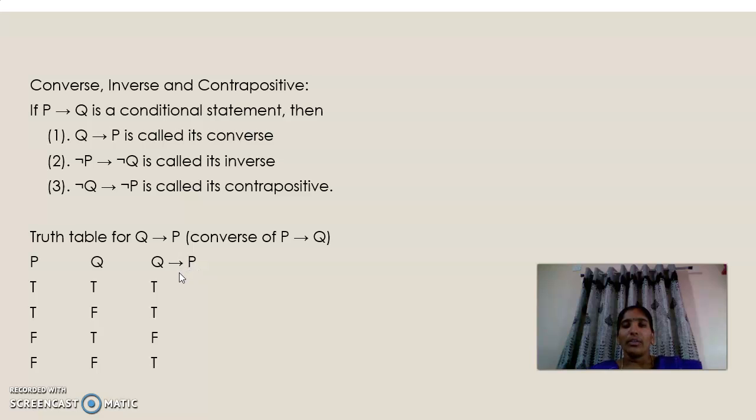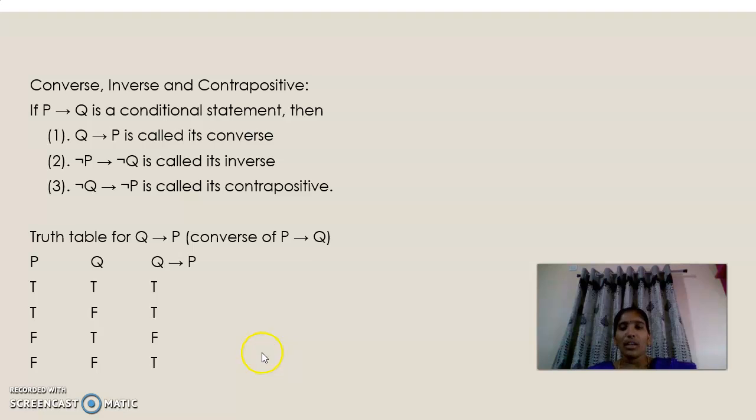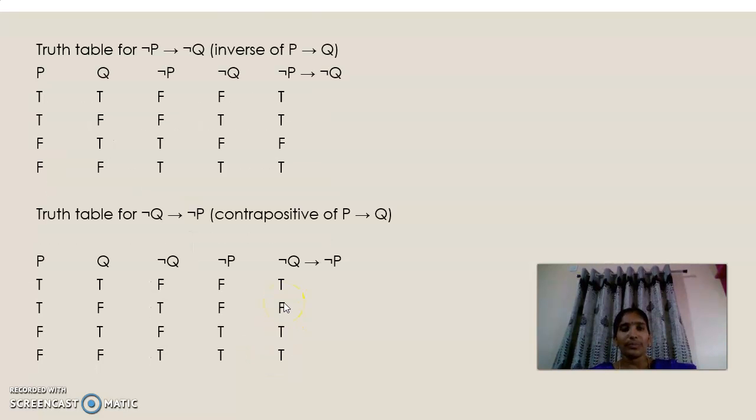Whenever you write down the truth table for Q conditional P, first concentrate on Q. The truth value of Q is true and the truth value of P is true, so the truth value of Q conditional P is true. In the next one, Q is false and P is true, so the truth value is true. The third one is true. In the next one, Q is false and P is false, so it is false. Both are false, it is true. This is the converse of the given conditional statement P conditional Q.